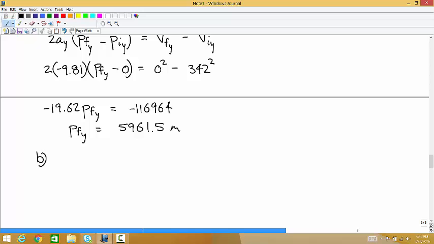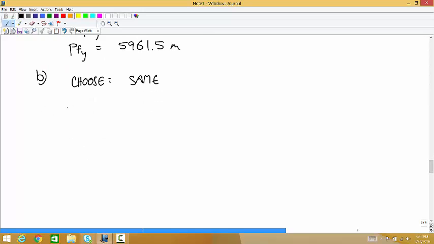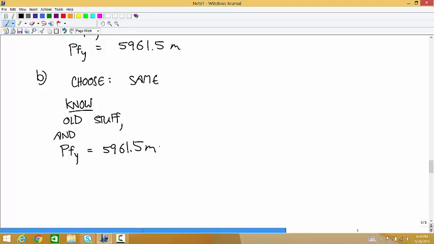And so now for part B, those 4 things we have to choose, we'll keep those the same. The things we know are still going to be all the old stuff. And now we know that PFY is equal to 5961.5. And the thing that we want to find is PFX.